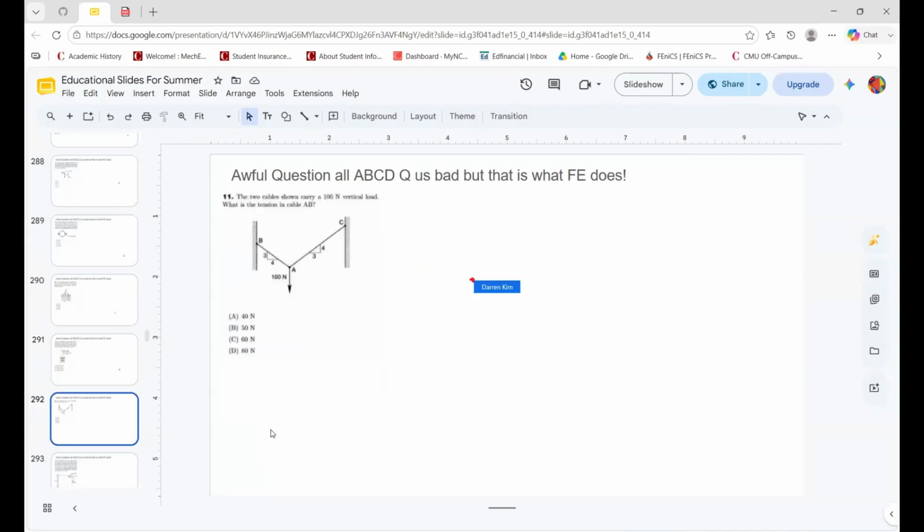Okay, so over here, this is A. This is over here. This is over here. This is 100 newtons over here. We're trying to figure out AB. So these angles should be the same.